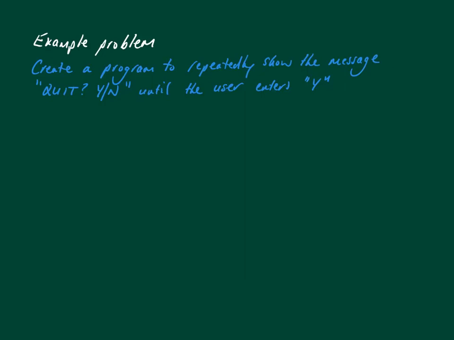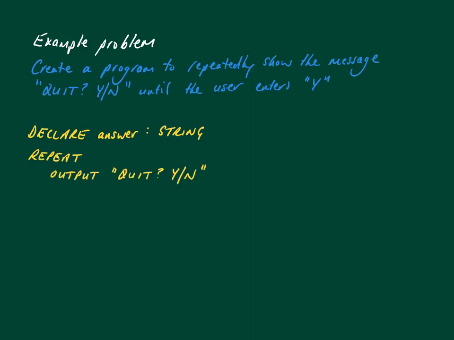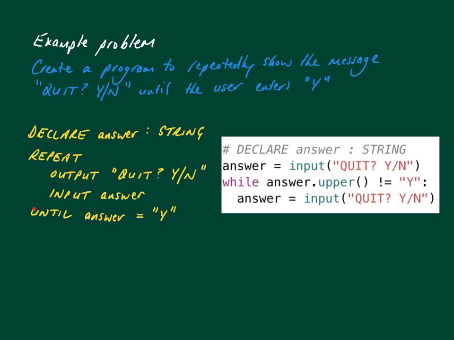So let's look at an example problem. We had to create a program that repeatedly shows the message quit Y or N until the user enters Y. Using a post-condition loop, we can declare the variable and then repeat instantly, and then we output the question, we ask for the answer, and then we finish with until answer equals Y. And that way, if the user enters anything that's not a Y, it will repeatedly ask quit and wait for an answer again.